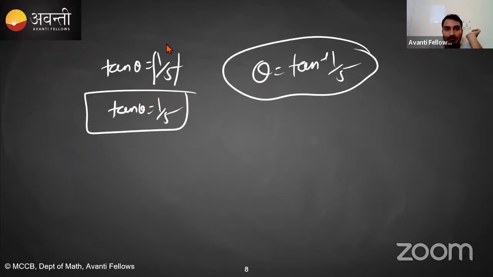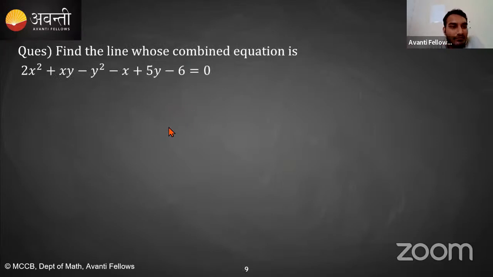Now the next question. The question is saying: find the lines whose combined equation is 2x square plus xy minus y square minus x plus 5y minus 6 is equal to 0. So everybody knows this equation, and they are asking to find the lines whose combined equation this is.